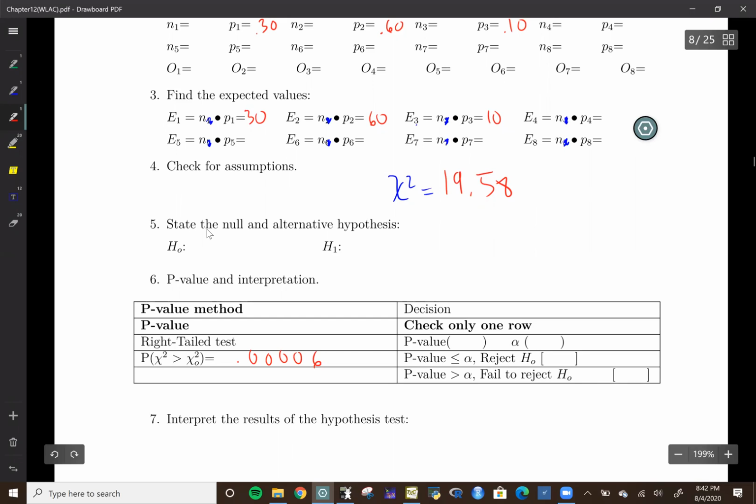All right, so I forgot to do a bunch of stuff. For the assumption, the expected values should be greater than or equal to 5. It passes, because all of these are greater than 5. So for the null hypothesis, we say the cards follow the distribution, and the alternative is that it doesn't follow.